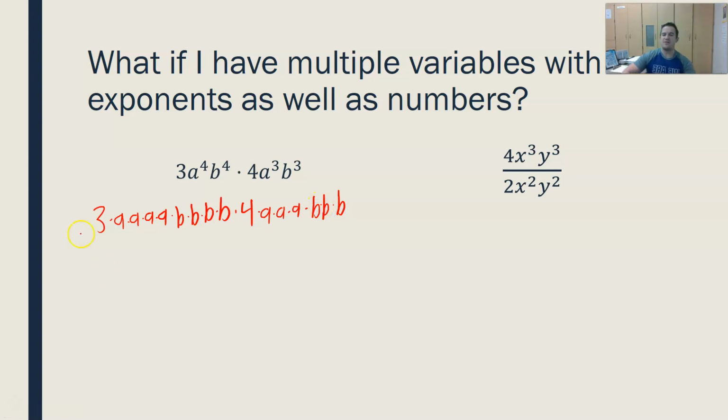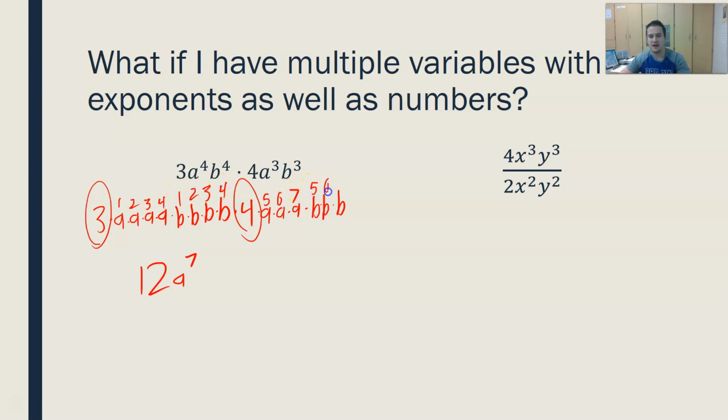Okay. So if I write it out that way, well, 3 times 4, I can multiply those together right off the bat. 3 times 4 is 12. And as far as a's go, I have 1, 2, 3, 4, 5, 6, 7 a's that I'm multiplying together, so I can write that as a to the 7th. And I have 1, 2, 3, 4, 5, 6, 7 b's that I'm multiplying together, so I can write that as b to the 7th. So my final answer here would be 12a to the 7th times b to the 7th.